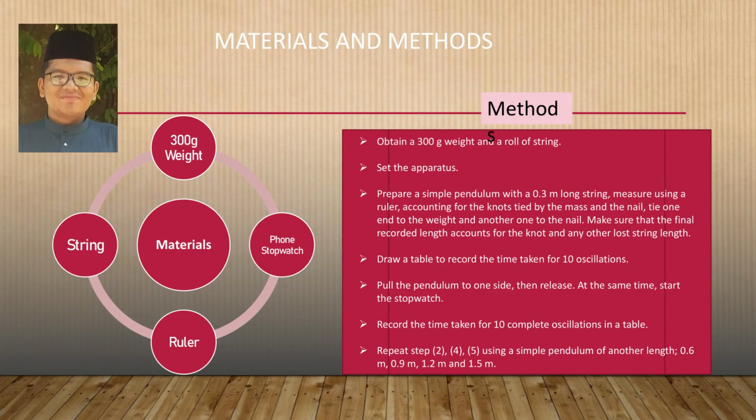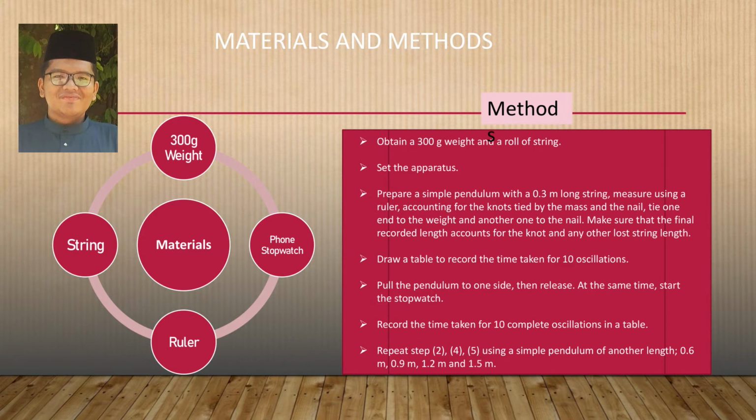We move to the next slide, materials and methods. For the materials, we are using a 300 gram weight, phone stopwatch, ruler and string. For the methods, number 1, obtain a 300 gram weight and a roll of string. Number 2, set up the apparatus. Number 3, prepare a simple pendulum with a 0.3 meter long string, measured using a ruler.